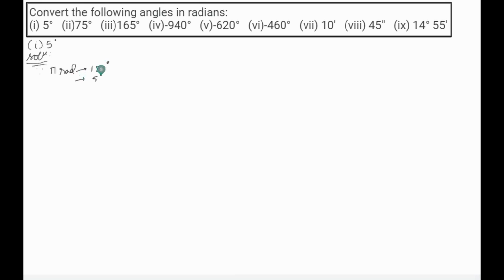Let this be x. When we cross multiply, we get x is equal to pi radians into 5 degrees divided by 180 degrees. The degree units cancel each other. 5 into 36 is 180. We have pi by 36 radians. Therefore, 5 degrees is equal to pi by 36 radians.